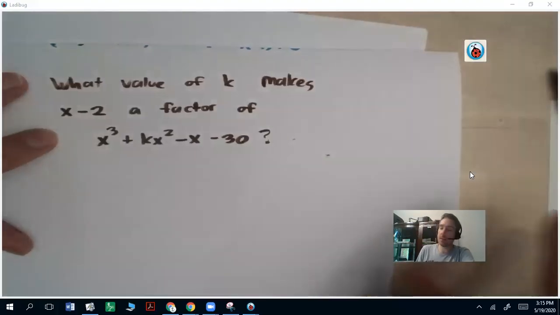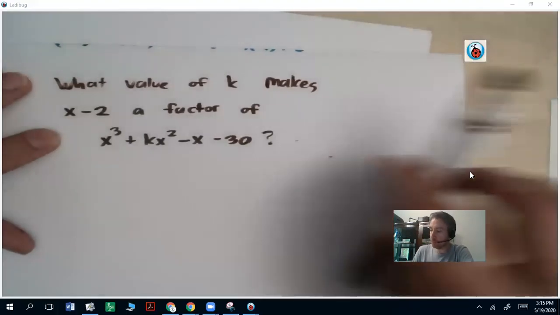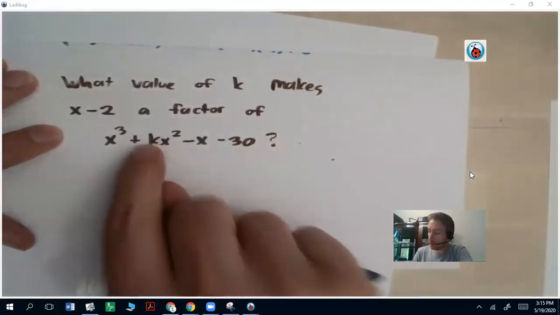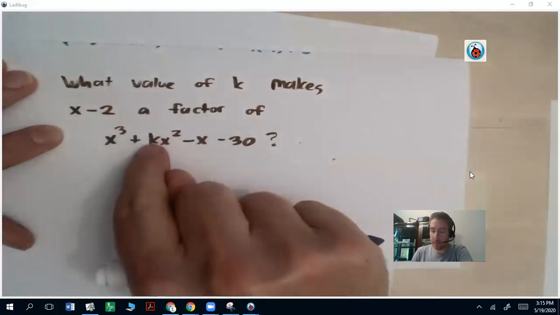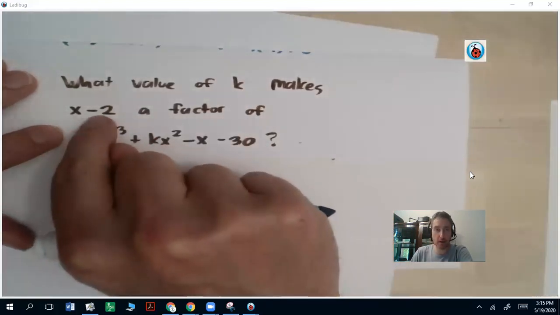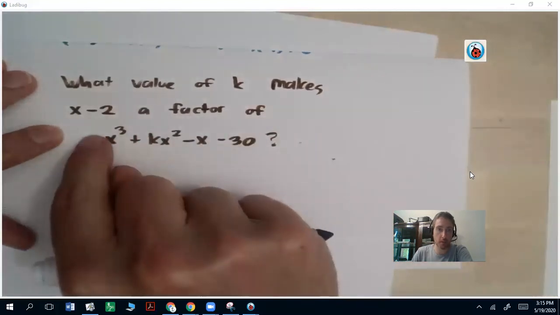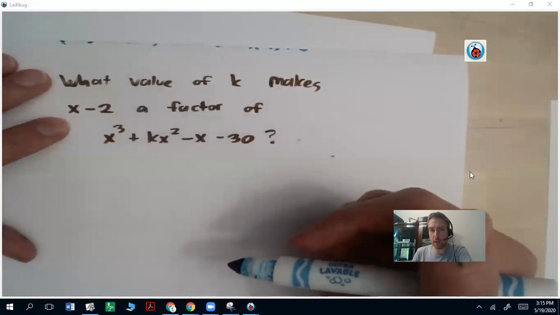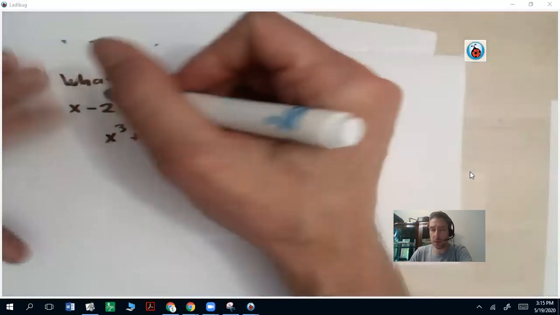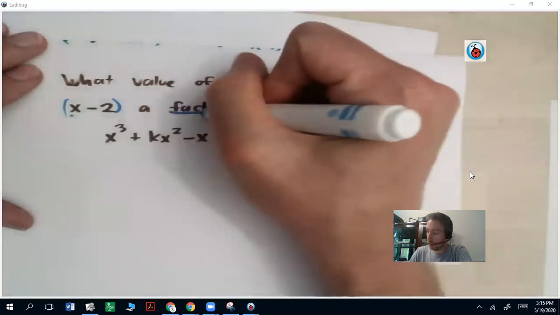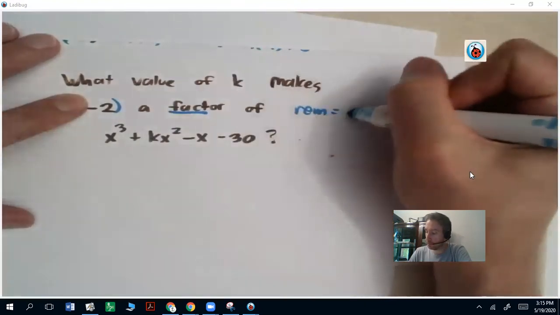All right, this problem is slightly related to the last problem, but it's missing a number in the expression. So we want to find what that value is, in this case of k, that makes x minus 2 a factor of x cubed plus kx squared minus x minus 30. And the quickest way I can think of doing this is, first you have to understand that if it's a factor, then its remainder is going to be equal to 0.